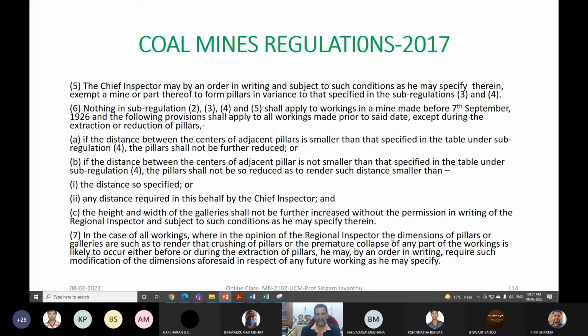Who are responsible for the safety and the design of our underground coal mining methods. The dimensions of the pillars or galleries are such as to render that crushing of pillars or the premature collapse of any part of the workings is likely to occur either before or during the extraction process. He may, by an order in writing, require such modification of the dimensions aforesaid in respect of any future working as he may specify. This terminology, why I am reading it, is that it is framed and passed through the parliament, right? There is every meaning, even a comma or full stop anywhere has every meaning. It has gone through a lot of scrutiny and then grammar, whatever it is, right?